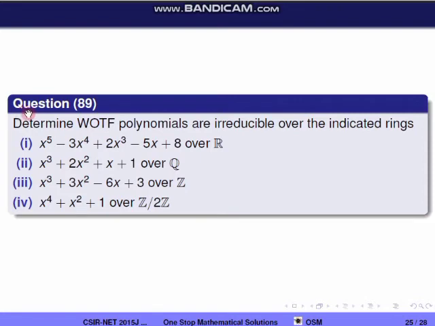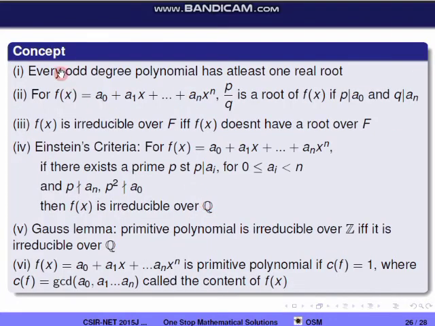Next question, question 89. Determine which of the following polynomials are irreducible over the indicated rings. So we have to check which of the options are irreducible over the corresponding rings. We'll look into the concepts used. Every odd degree polynomial has at least one real root. For f of x equal to a0 plus a1x plus etc. up to an x power n, a rational root p by q exists only if p divides a0, the constant term, and q divides the coefficient of x power n, that is q divides an.